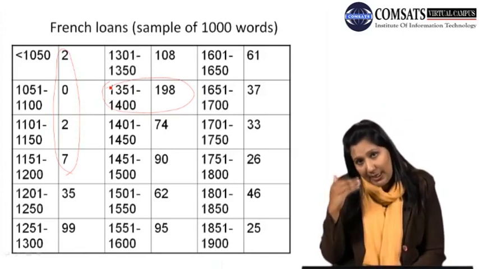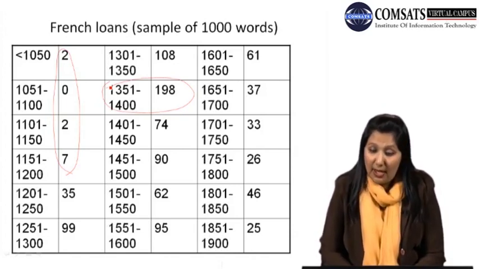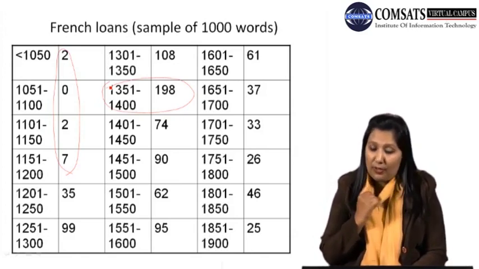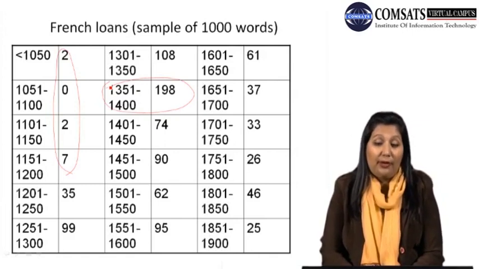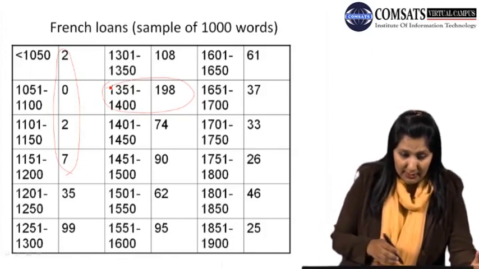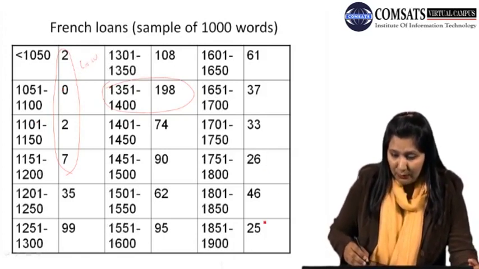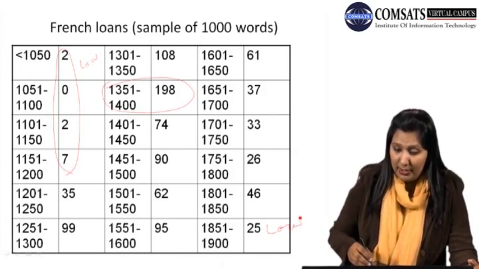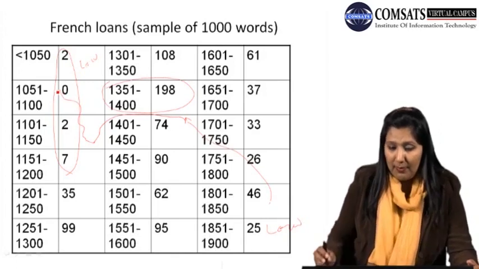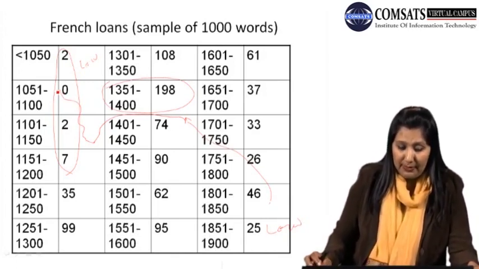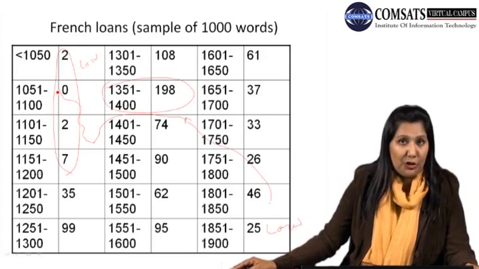1700 to 1750, they came up to 33 words. 1751 to 1800, they came up to 26 words. Then 1801 to 1850, they came up to 46 words, and then 1851 to 1900 they came up to 25 words. See how the graph is moving. The graph was too low in this initial period. It again was low in 1900, then it rose high, and the highest is this stream. I hope that now you have a clear idea of how many words have been added from French into English.